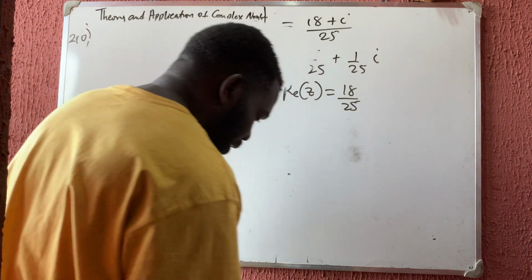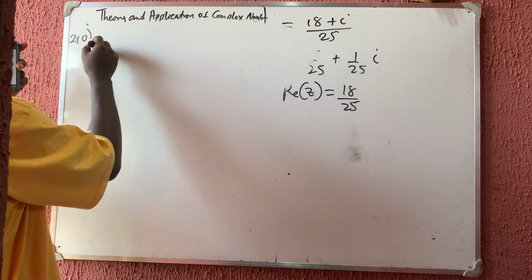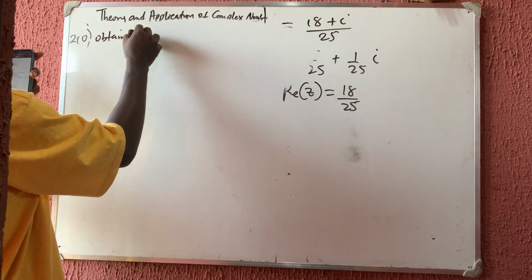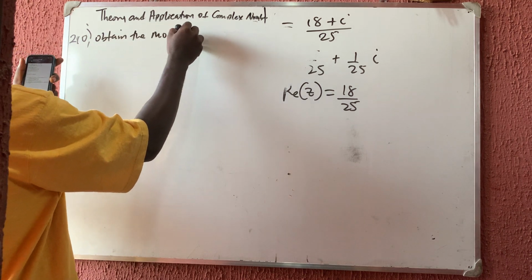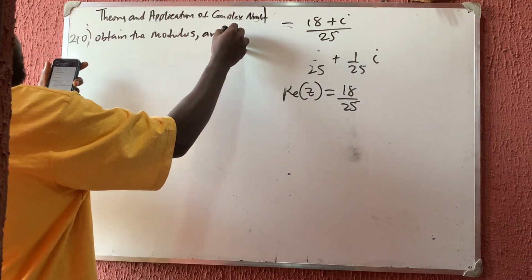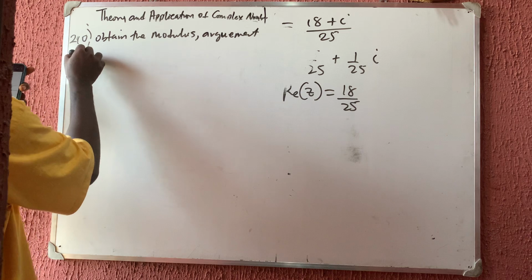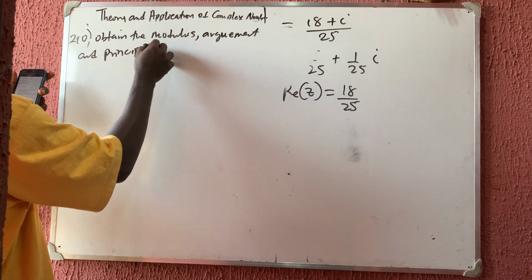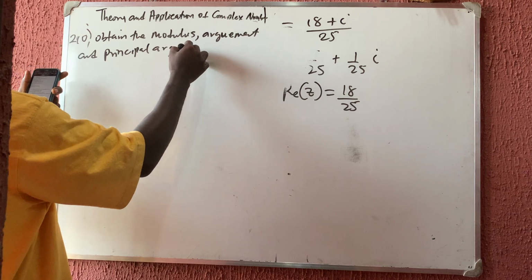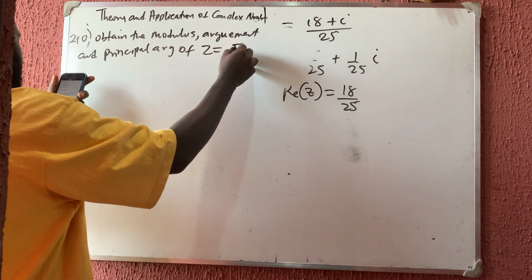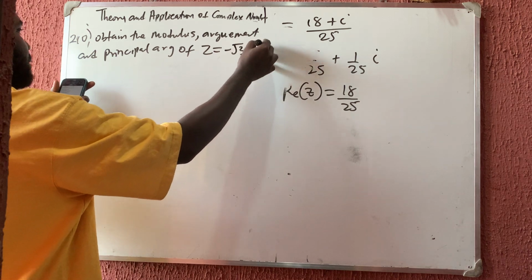Okay, they say question 210, obtain the modulus, argument and the principal argument of z equal to minus root 3 minus i. Okay?